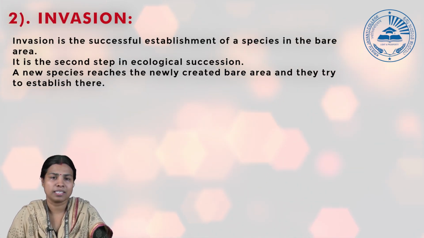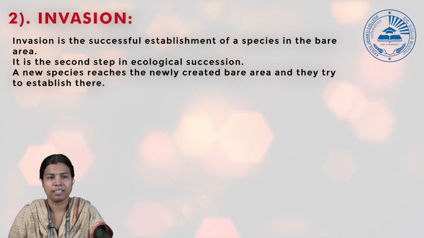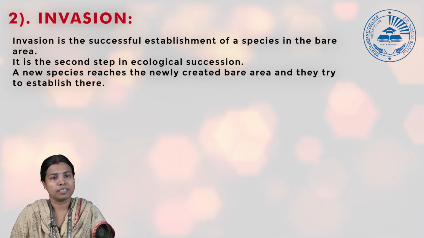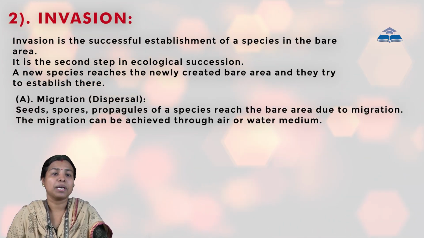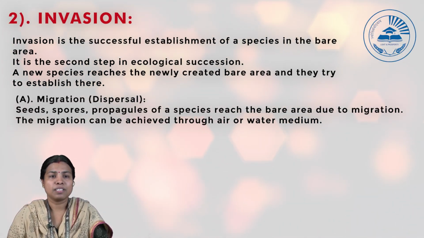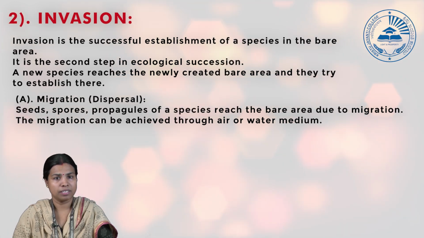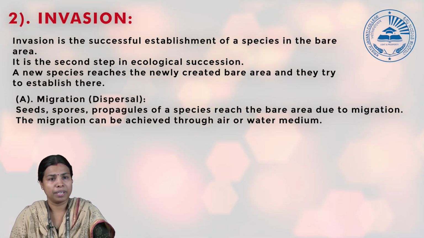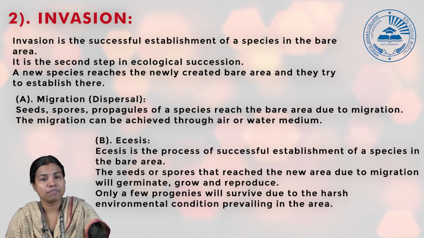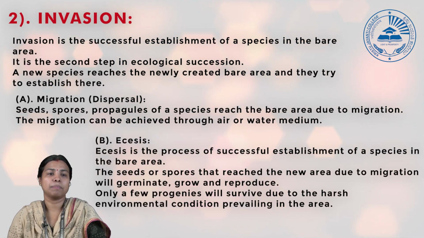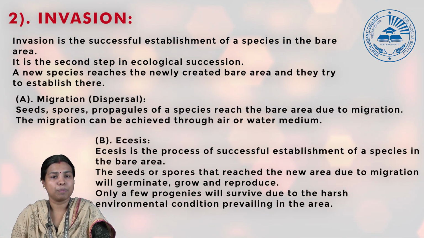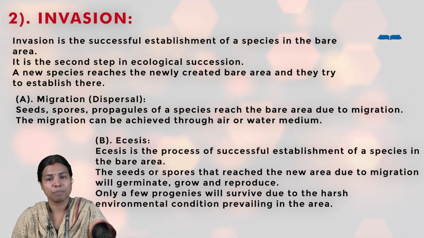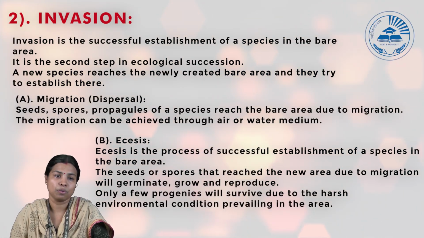Moving on to the second process, after nudation, invasion takes place, which is the successful establishment of a species in the bare area. Second step in the ecological succession. So this happens by migration. Seeds, spores and propagules of the plant species reach the bare area by migration through air or water medium. Then ecesis is the process of successful establishment of a species in the bare area where the propagules reach the new area due to migration, will start to germinate, grow and reproduce.